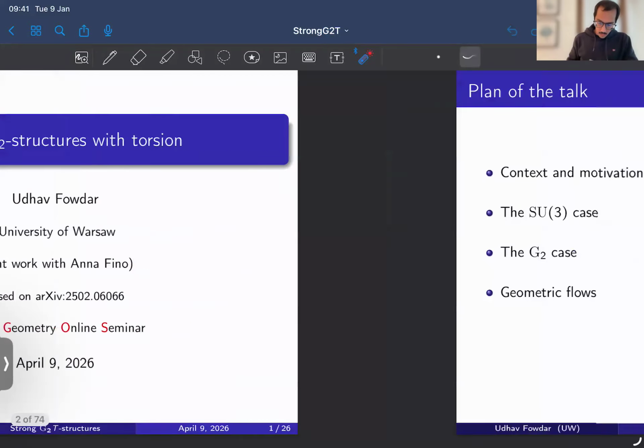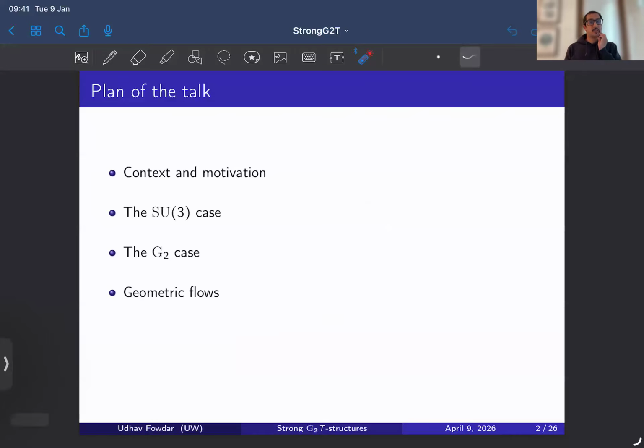Okay, so the plan of the talk is first to give you some context and motivation for the whole setup. This is probably going to be boring for most of the people in the audience because you've heard it over and over again, but I have to make the talk a bit self-contained, so I'll try to cover some background and motivation. Then I'll discuss the main part of the talk, which will be the SU(3) and the G2 cases. And then towards the end of the talk, I will talk about a possible geometric flow approach to studying these strong G2 structures with torsion.